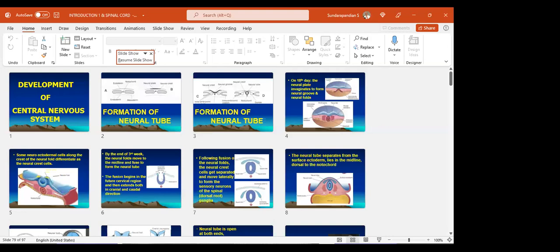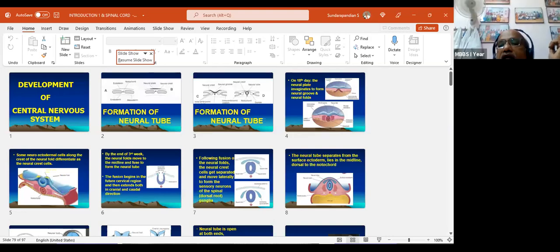Sir, can all these defects be corrected, sir? It depends upon the degree. Meningocele, meningomyelocele and all, we can easily do. When we are diagnosing antenatally, it's not possible. Postnatally, it's possible, but it depends upon the degree.